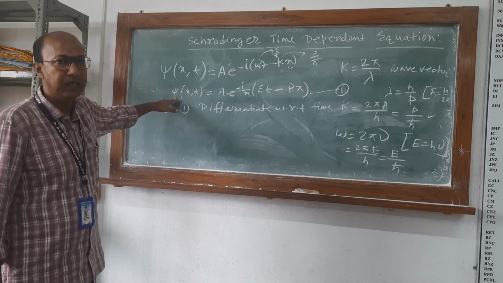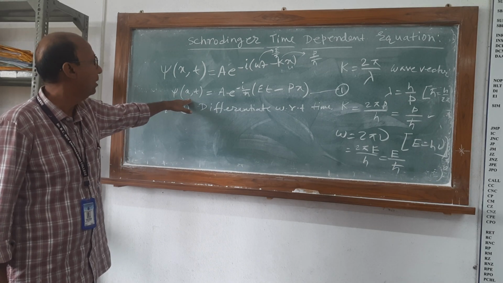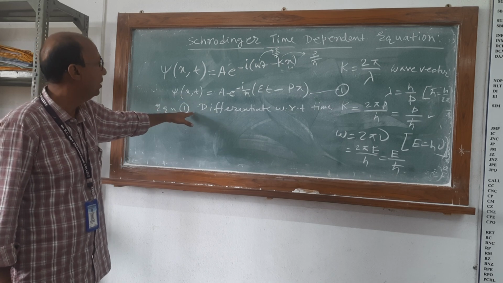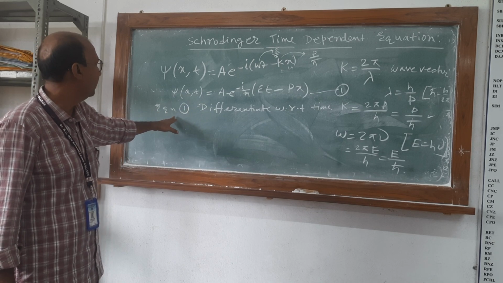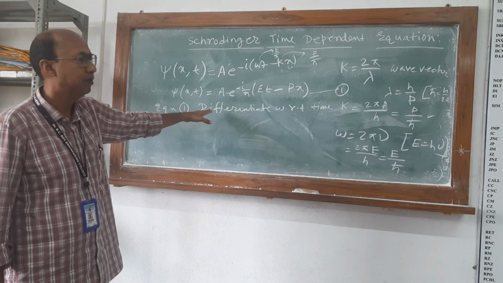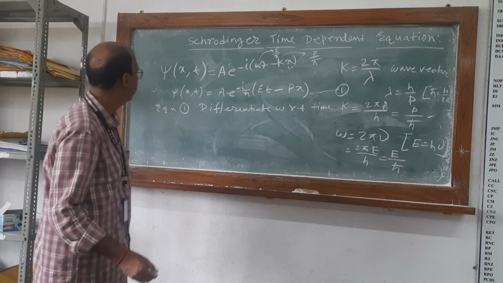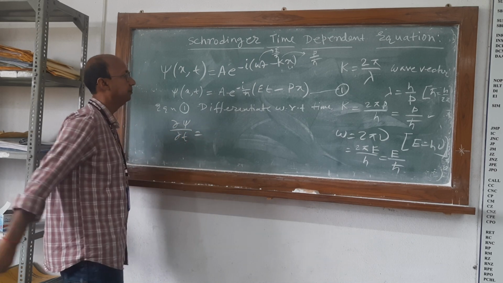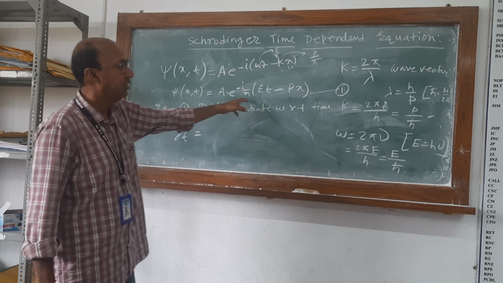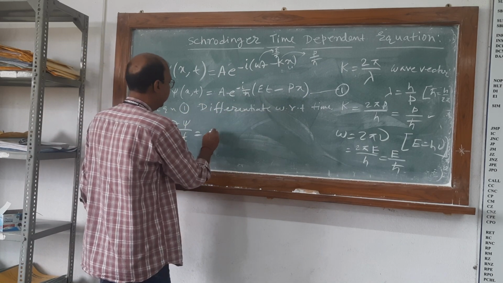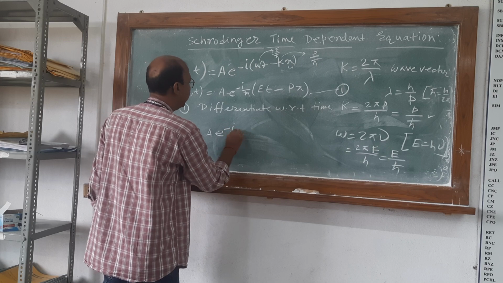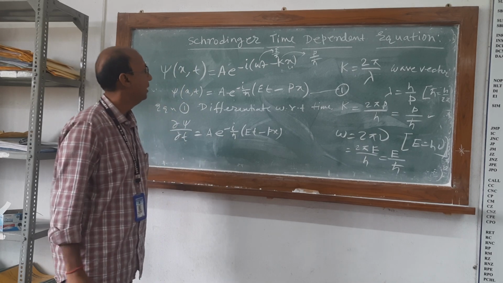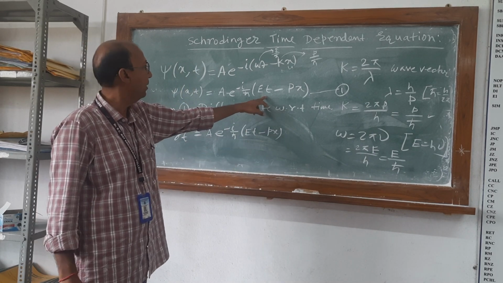The equation is dependent upon position and time, so we have to differentiate with respect to time, that is, the partial differentiation. So del psi by del t becomes del by del t of this, that means a into e to the power minus i by h cut (Et minus px). In the same manner, only the t portion you have to differentiate.